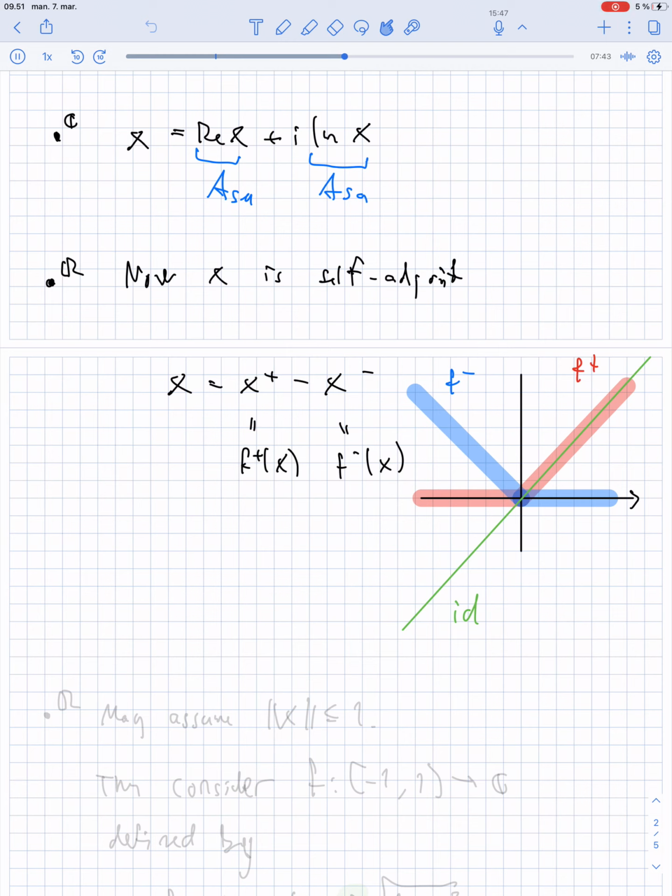Right? So this is something that we have done already and used already. So I also have a version with unitaries, which I think is a little bit more interesting. So we may assume that the norm of x is less than or equal to 1, right?